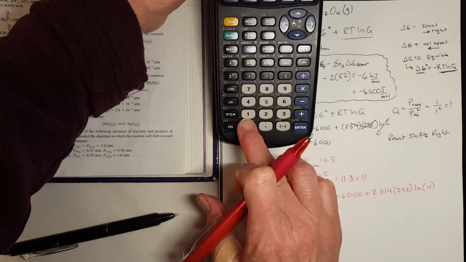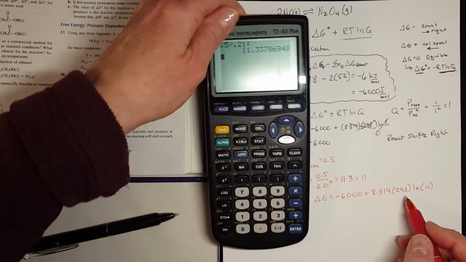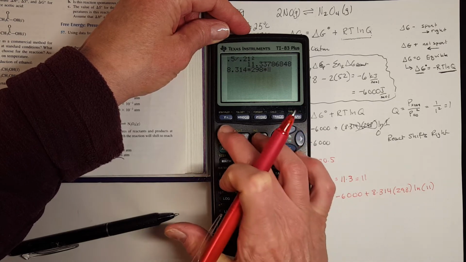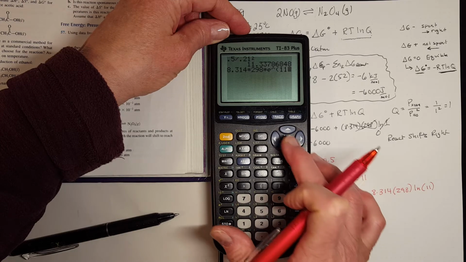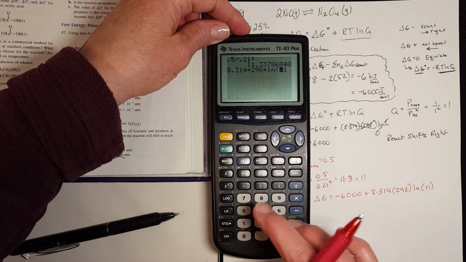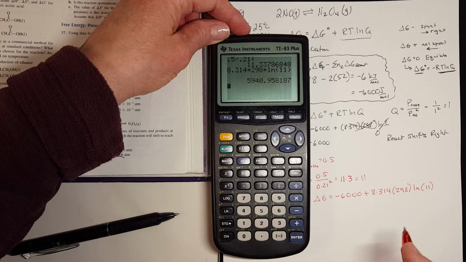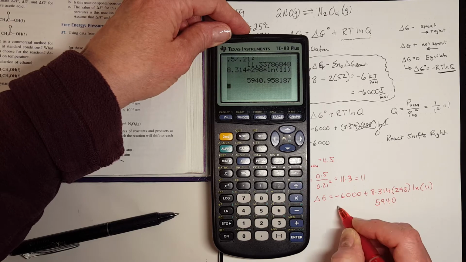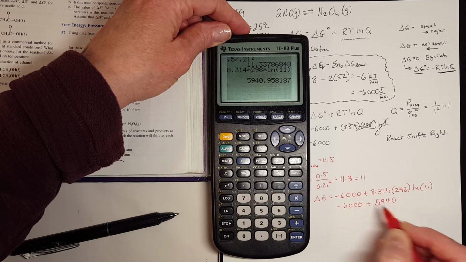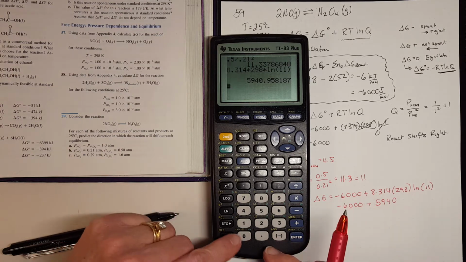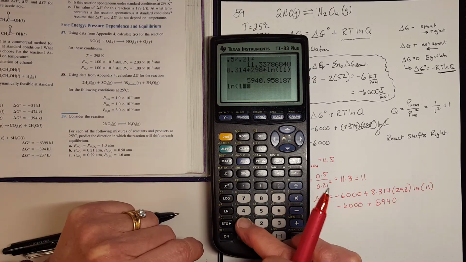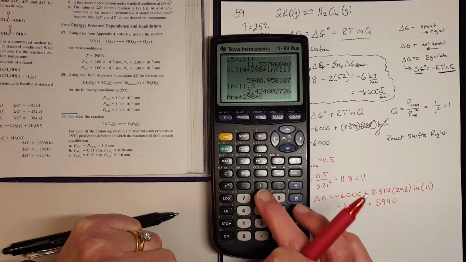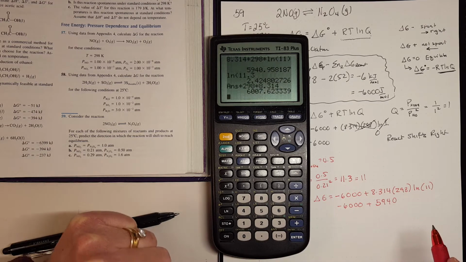So negative 6,000. Actually, I'm just going to check what this number comes out to be. 8.314 times 298 times ln of 11. Oops, I did E, sorry. ln of 11. And this comes out to be 5940 and negative 6,000. If I had kept the 11.3, let's see, ln of 11.3 times 298 times 8.314, we get 6,000.